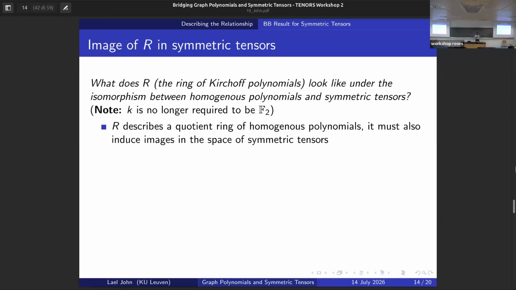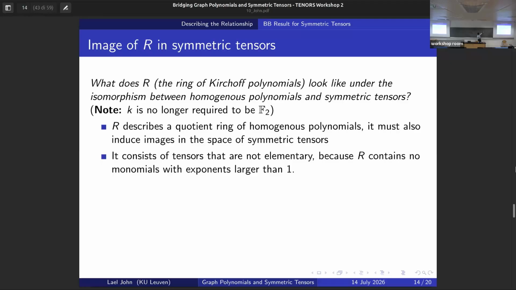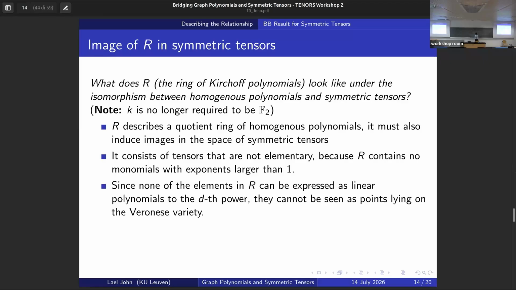On the flip side, now let's go to: can I do a Berkeley-Brosnan type result on the space of symmetric tensors? R describes a quotient ring, which does induce images, so representatives, in homogeneous polynomials. These are definitely not elementary tensors, simply because all of these are going to be of mixed form. I will never have a polynomial with an exponent larger than 2. So these are definitely rank at least D tensors for D loops. Since none of these can be represented as polynomials to the dth power, they don't lie on the Veronese.